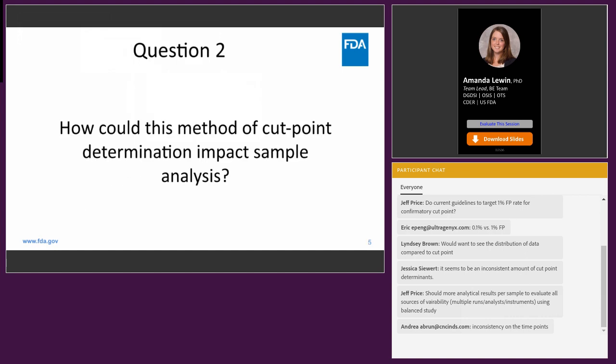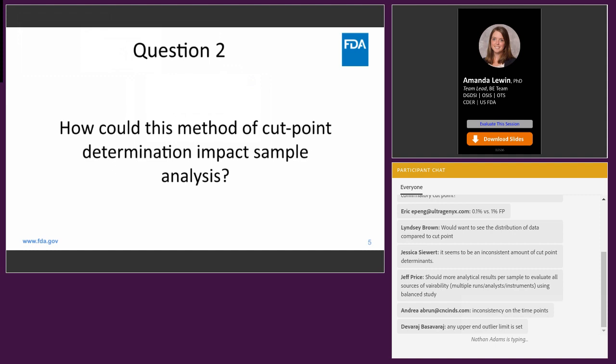So hopefully you guys got some of those points. So from that, moving on into question 2, how could this method of cut point determination impact sample analysis? How do you think this might influence your data when you move into sample analysis? So thinking about using the average of the 3 points versus all of the determinations. What happens if they're limiting their outlier removals? What could you see as far as impacting the data there? For the confirmatory, the 1% versus 0.1%, what does it actually mean for your data set? What could that mean as far as false positives, false negatives?